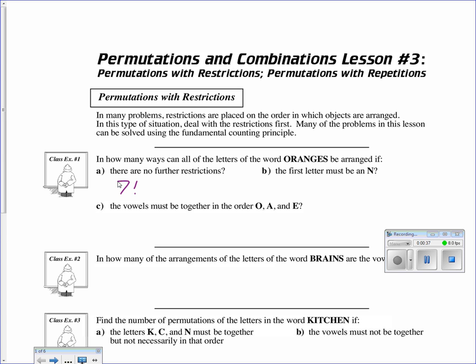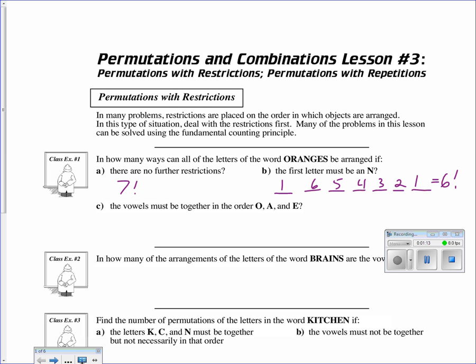But what if n has to be first? If n has to be first, then there's only one option for that first position. And then I take a look at the other positions. 1, 2, 3, 4, 5, 6, 7. I've got 6 choices, 5, 4, 3, 2, 1 choice. So this takes me down to 6 factorial. And you can evaluate that. You can evaluate 7 factorial, you can evaluate 6 factorial.